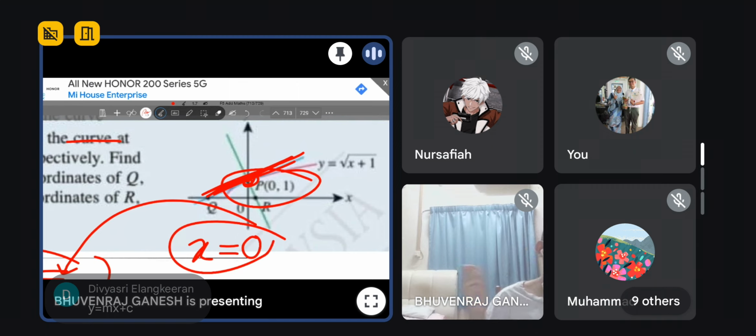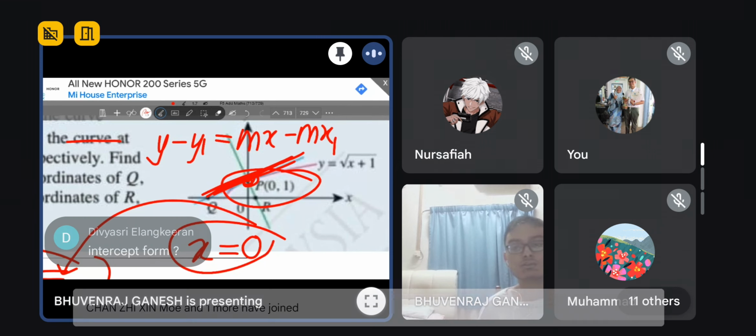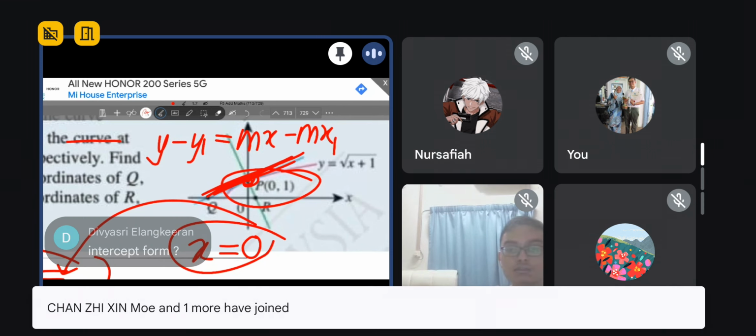Persamaan garis. Very good. You can use y equals mx plus c, or ataupun kamu boleh guna yang ni, y minus y1 equals m(x minus x1). You can use this equation also to form the tangent equation. Alright?